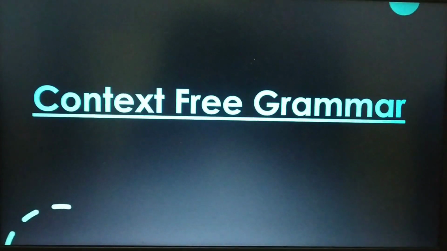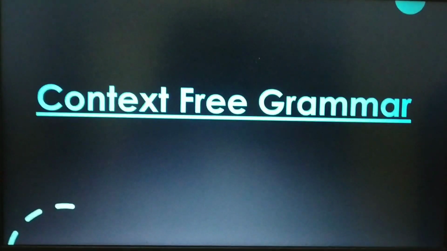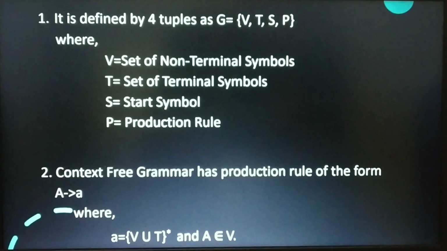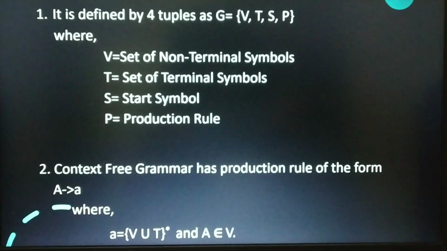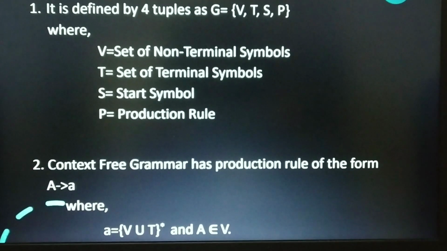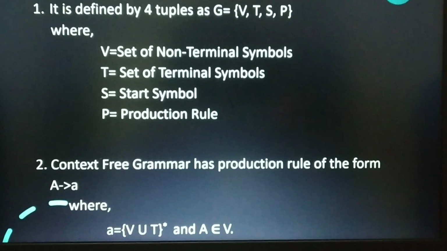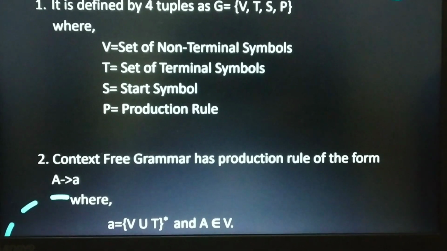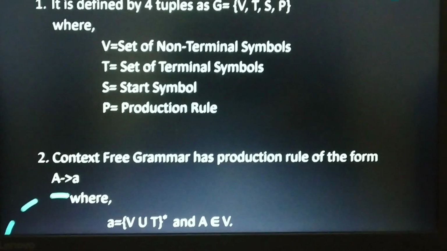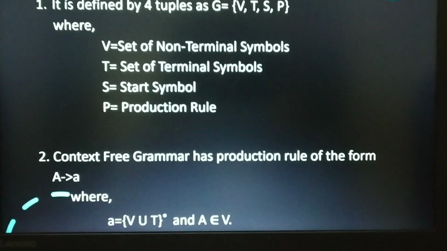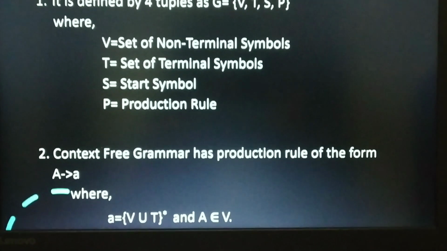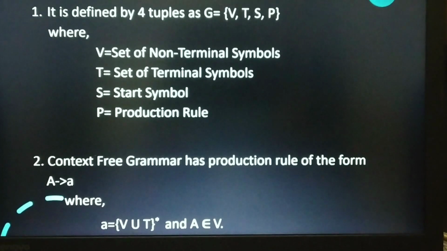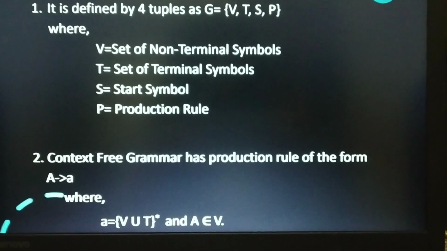Now, I will be discussing what a context-free grammar is. A context-free grammar is a grammar that is represented by 4 tuples, and these tuples are V, T, S and P, where V stands for the set of non-terminal symbols, T stands for the set of terminal symbols, S stands for the start symbol, and P stands for the production rules.